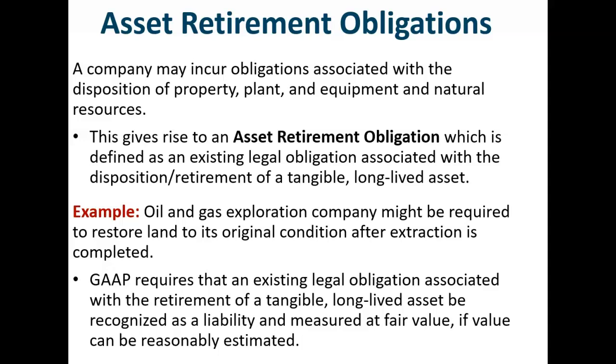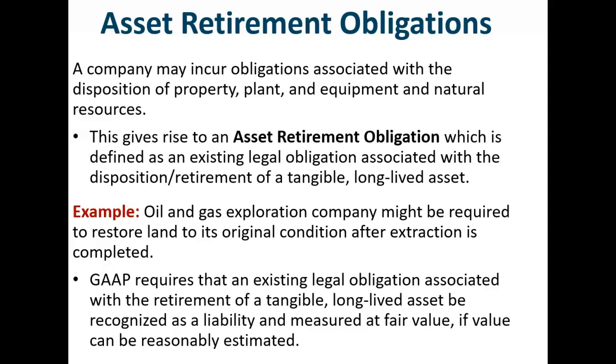Accounting guidelines were needed because there was considerable diversity in the ways companies accounted for those obligations. Some companies recognize these asset retirement obligations, sometimes referred to as AROs, gradually over the life of the asset, while others did not recognize the obligation until the asset was retired or sold.